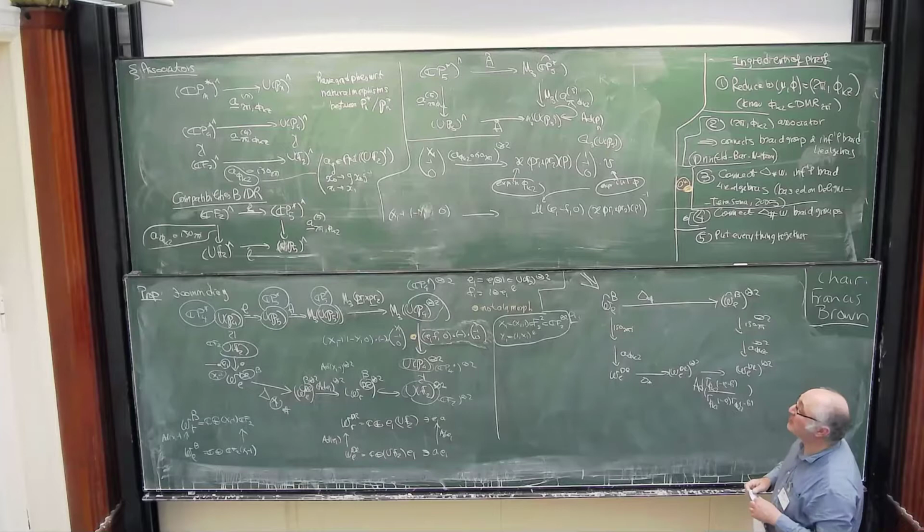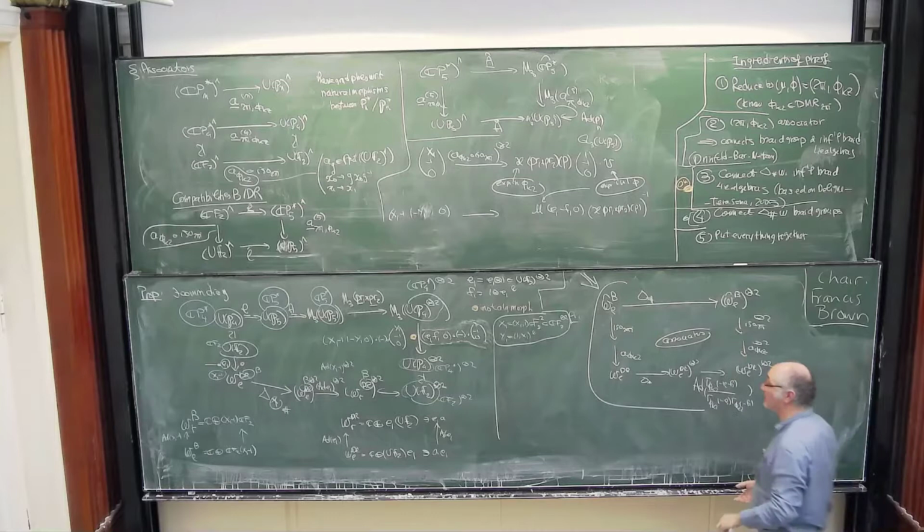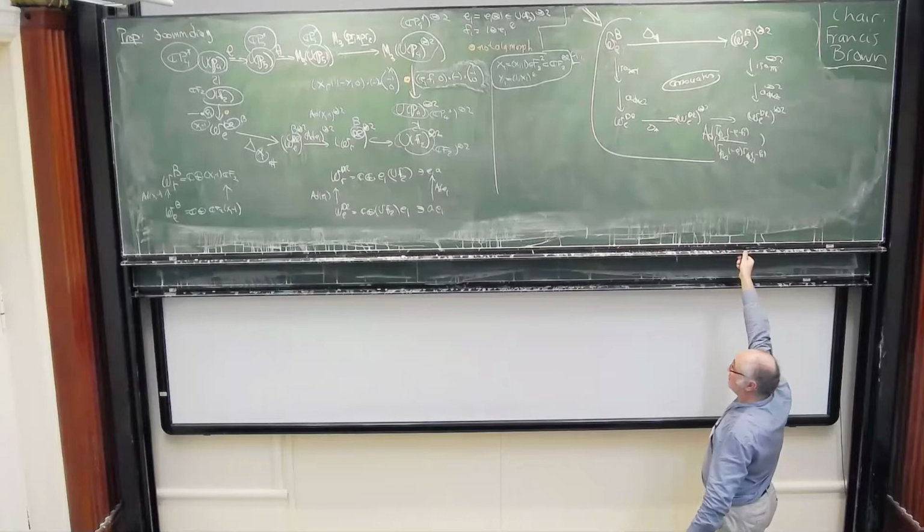So let me see what we get from the associator. The associator tells us the commutativity of the diagram. So let us connect it with the initial diagram. Some work to do, and it's very quick.